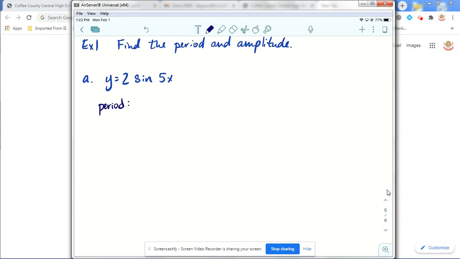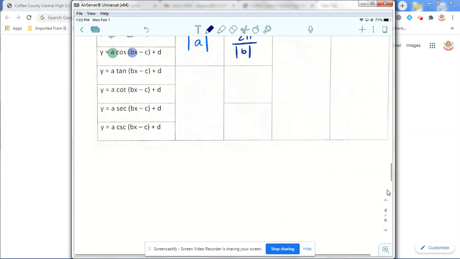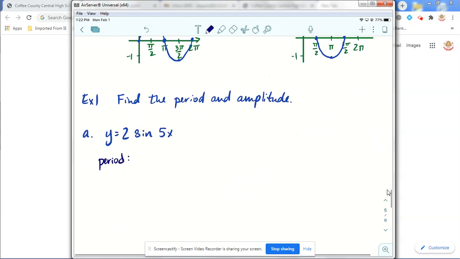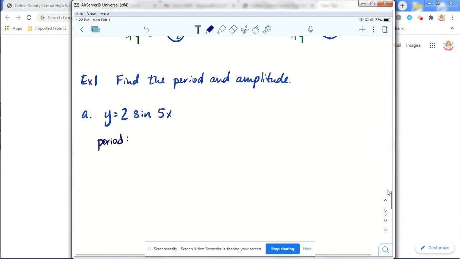All right, so I'm going to go back to the table, and anytime we're trying to find the period of sine and cosine, we're going to take 2 pi and divide it by the absolute value of the coefficient of x. So in this case, our coefficient of x is 5. So our period is going to be 2 pi over 5.